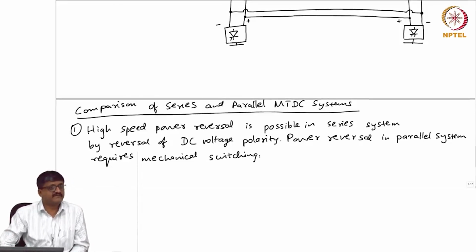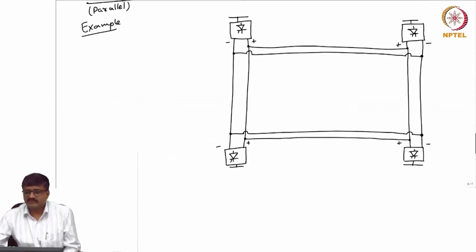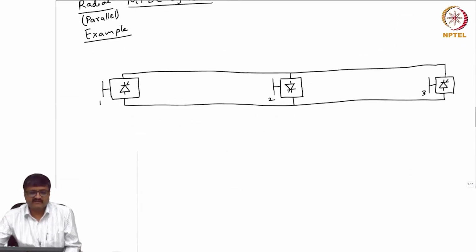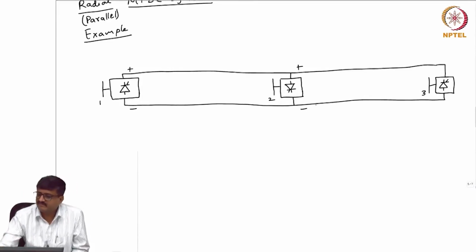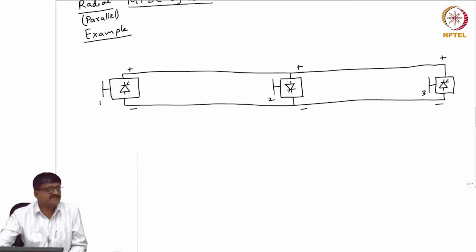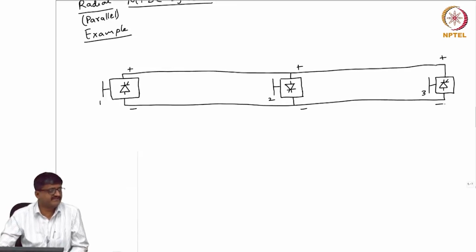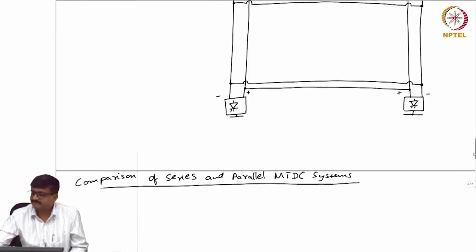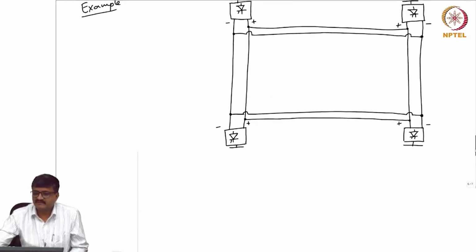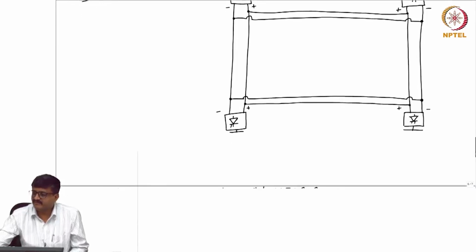In the case of a parallel system, you can't just change the polarity. When you look at the parallel MTDC system, suppose this is plus and this is minus, this is plus and this is minus, plus is always connected to plus and minus is always connected to minus. So, you can't just change the polarity of the voltage in the case of parallel. That is what we have done even in the case of mesh. All the pluses are interconnected, all the minuses are interconnected.